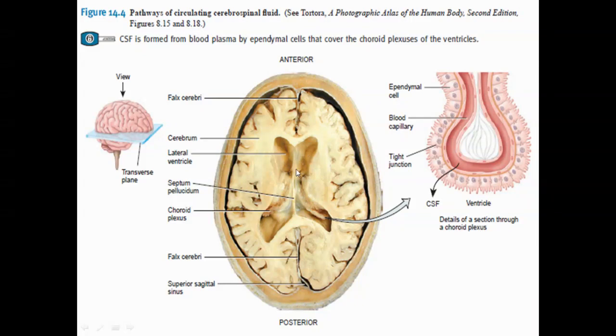It passes through the interventricular foramen, beside the septum pellucidum. This is the septum, just like a nasal septum. This is also a septum, and these are the choroid plexus present in the third ventricle. Then they pass on to the fourth ventricle and then into the spinal cord. They drain later into the superior sagittal sinus, that is the veins which carry the blood to the heart and the lungs, and again they are recirculated back into the brain. This is how the cerebrospinal fluid is circulated.